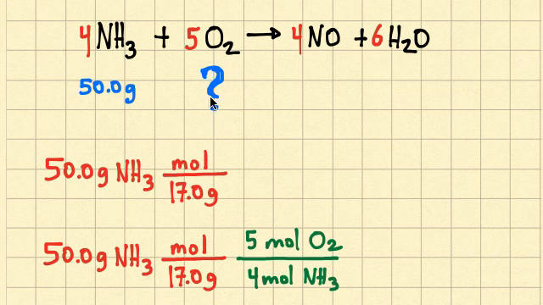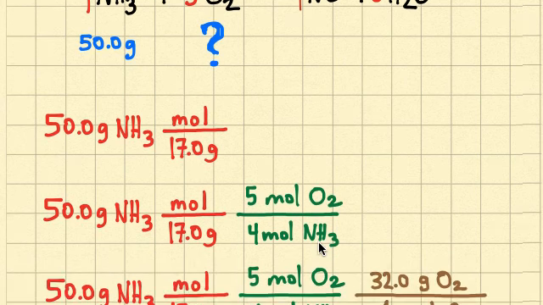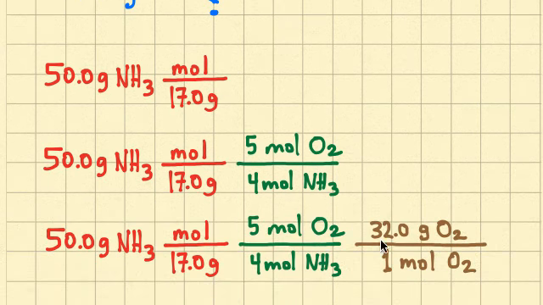4 of these to 5 of these. 4 of these react with 5 of those perfectly well. So here my moles of NH3 would cancel and create moles of O2. But I'm not going to stop there. I'll do one more step. I'll take moles of O2, put them on the bottom, change it to grams of O2 on the top.